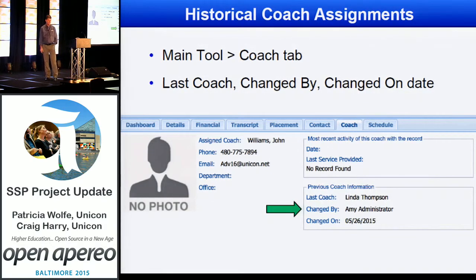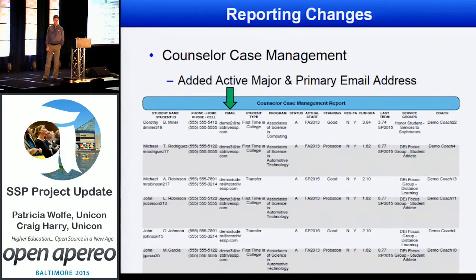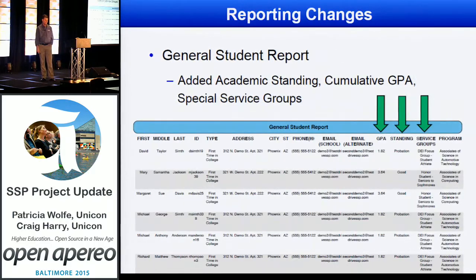Historical coach assignments. So if a student changes coaches, now we've got previous coach information on the coach tab so that there's a history there, an audit trail, if you will, of the coach. We've got some additional fields in some reports. Case management, we've added a couple of fields for email address and active major. And we've added some additional fields to the general student report, GPA, special service groups, and academic standing.